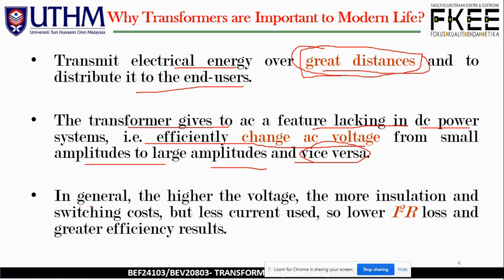And in general, the higher the voltage, the more insulation. So this is quite common. When the level of voltage is higher, it requires more insulation as well as switching costs, but less current is used. So when we come to efficiency, it is obvious that the I squared R loss is lower, and yes, efficiency is much better.